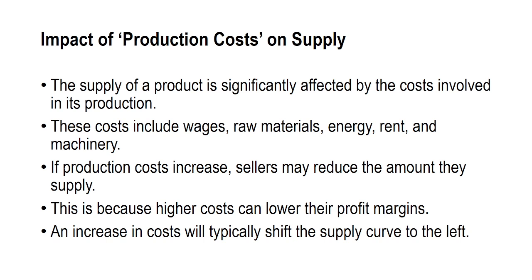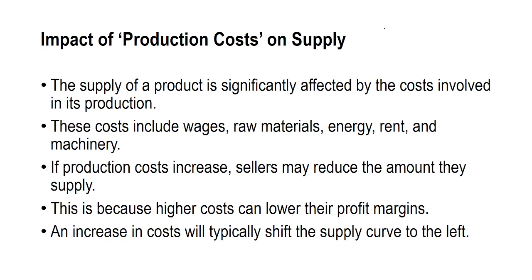If production costs increase, sellers may reduce the amount of supply. This is because higher costs can lower their profit margins. An increase in costs will typically shift the supply curve to the left. So, the cost and the amount of supply have an inverse relationship with each other.